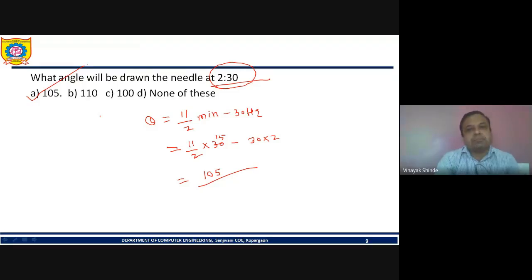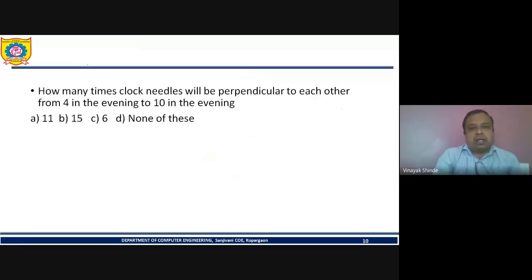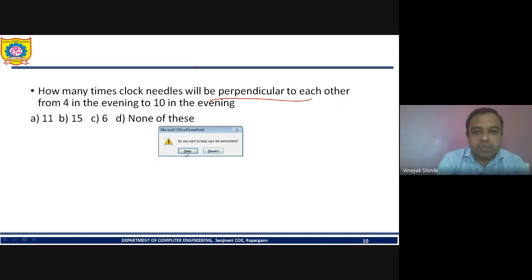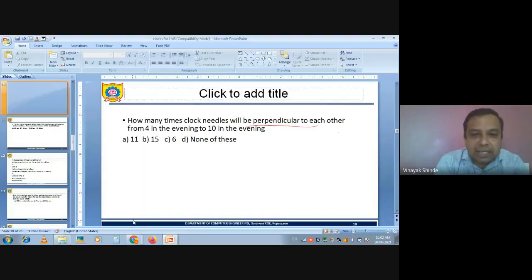Now next: how many times will the clock needles be perpendicular to each other from 4 in the evening to 10 in the evening? Perpendicular means 90 degrees. The options given are 11, 15, 6, and none of these.